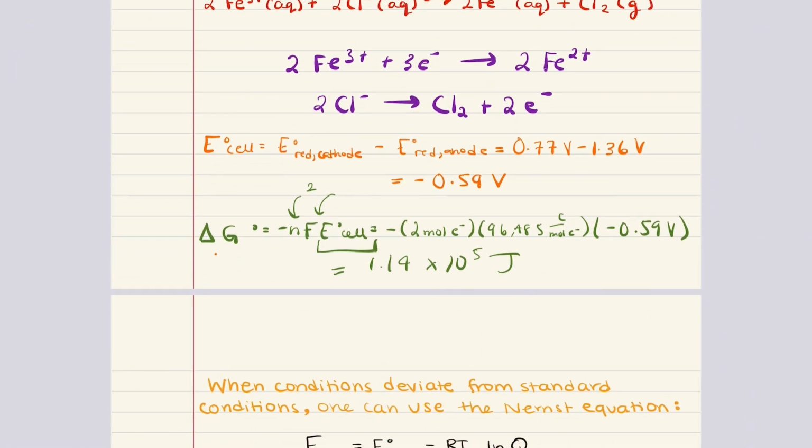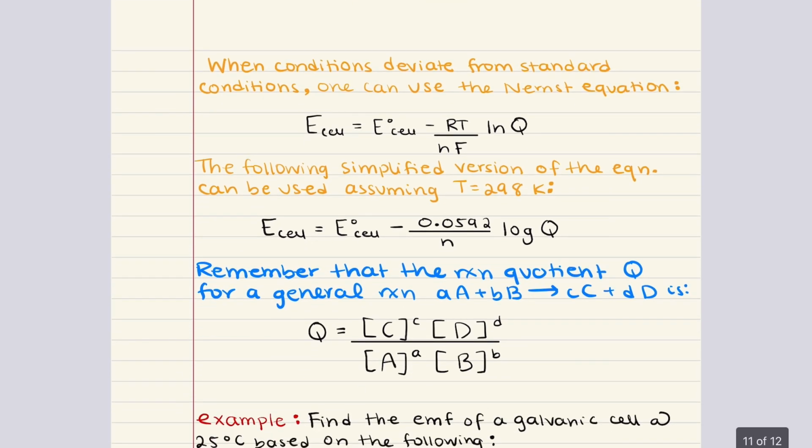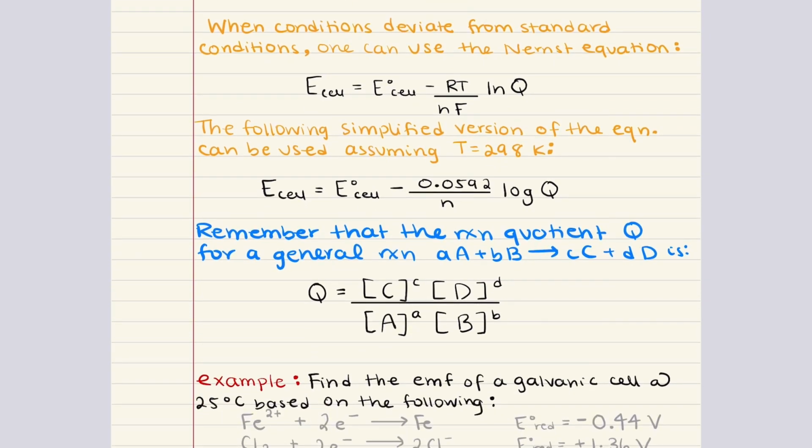Now, the next thing we want to talk about is the Nernst equation. The Nernst equation is a crucial tool for understanding how the electromotive force, the EMF of an electrochemical cell, changes with varying conditions, particularly when the concentrations of the ionic species deviate from the standard state of 1 molar. Now, the standard equation for the EMF of a cell assumes standard conditions like we discussed earlier, 298 Kelvin, 1 atmosphere pressure, and 1 molar concentrations for all of the reactants and products. However, real-world applications often involve conditions that differ from these standards.